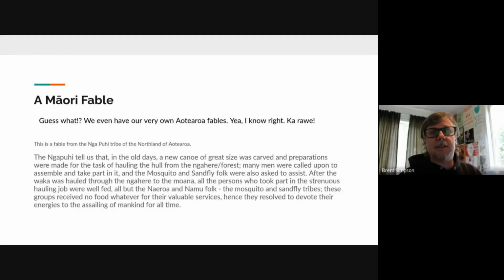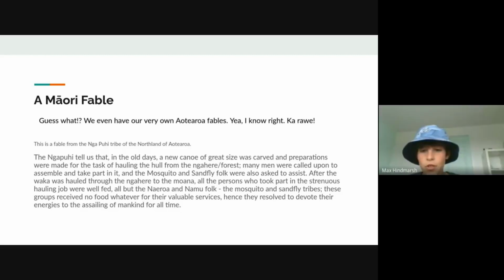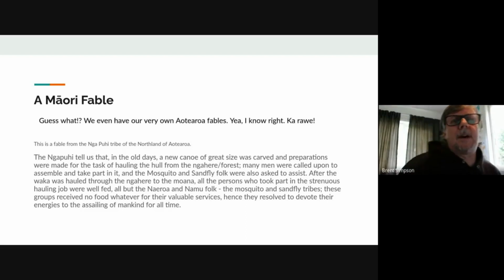Okay, so here's a Māori one. I'm going to read you this, and guess what? I didn't even know we had fables in New Zealand, but we do. And this one comes from a tribe from up north called Ngāpuhi, a tribe of Māori from Northland. And that's Jimmy's tribe. Yeah, man. Lots of people in Waiheke and that are from Ngāpuhi. So here's one from Ngāpuhi, right? I'll read it out for you guys.